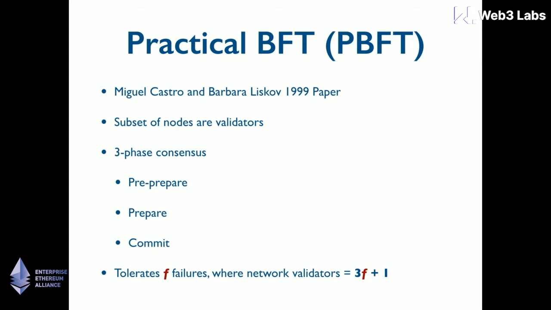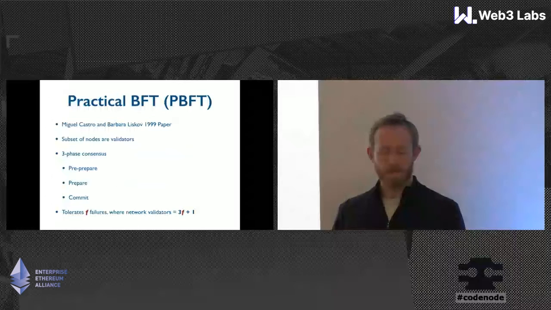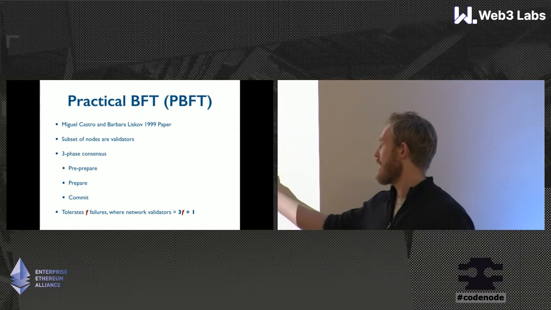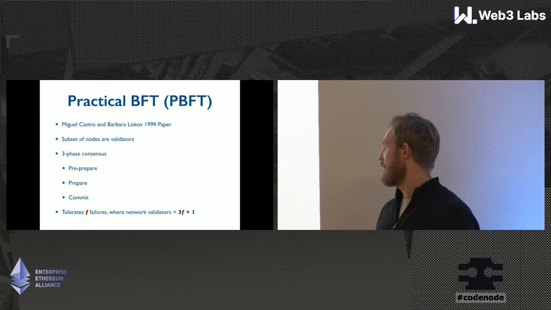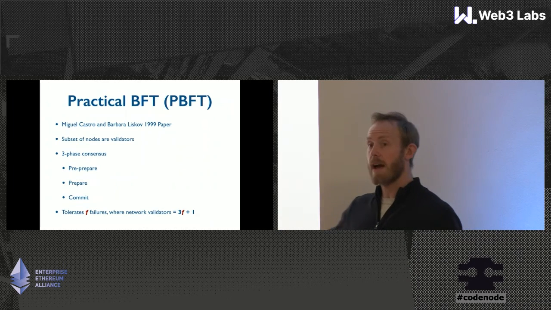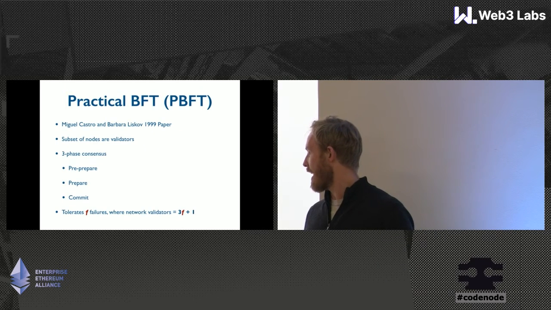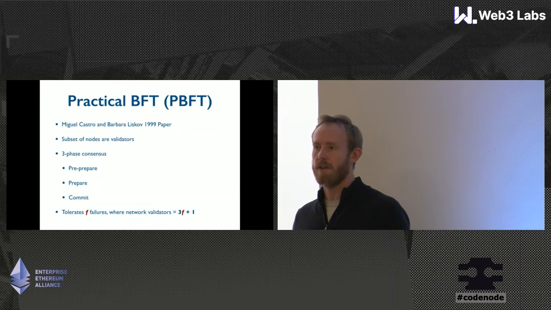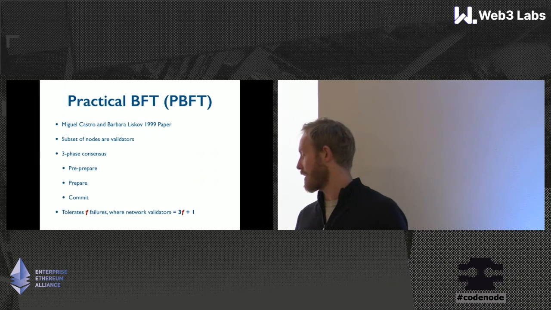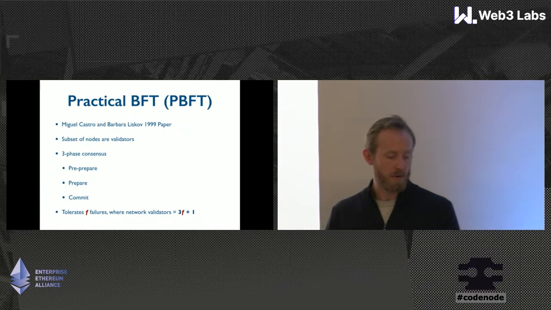These three phases are what's called pre-prepare, prepare, and commit, which I'll show you in a minute. But the idea is that, if you think back to our picture of the Byzantine generals problem, if you've got 4 nodes in the network, you can have one of those nodes being bad and the other 3 are all still good.